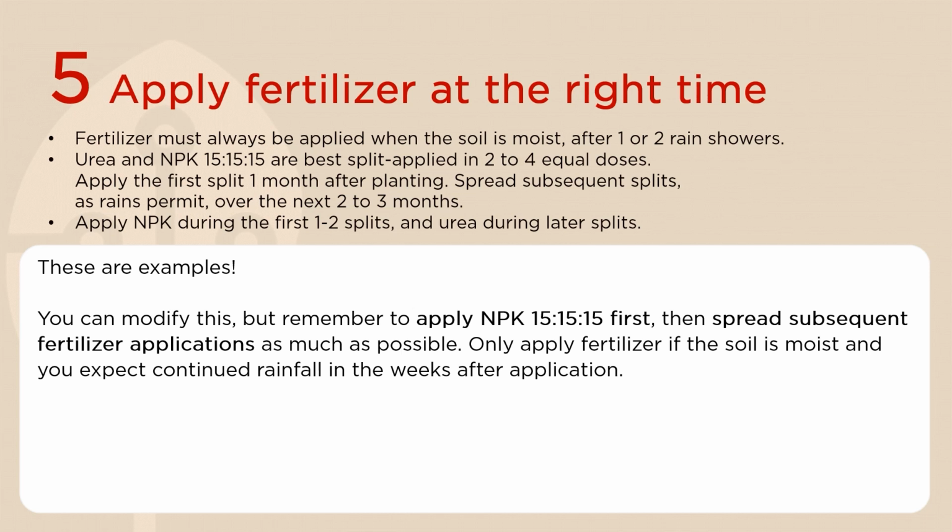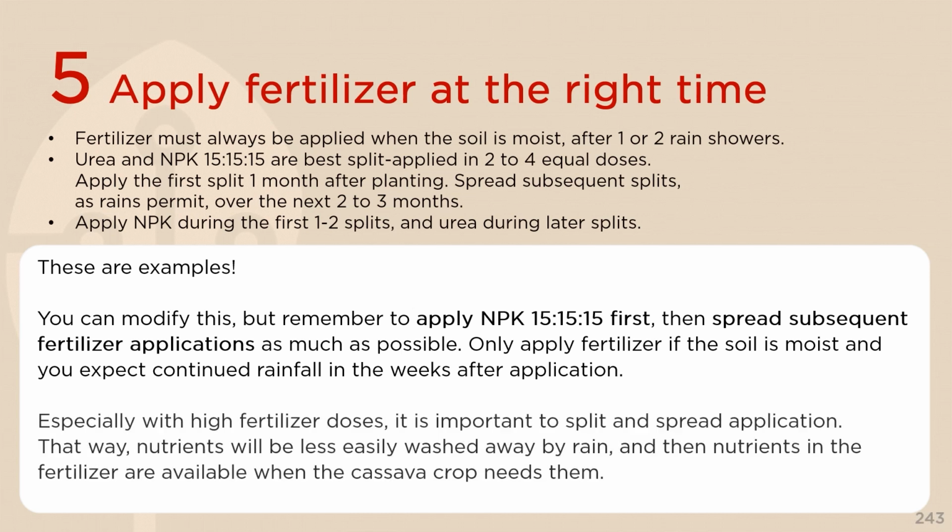Only apply fertilizer if the soil is moist and you expect continued rainfall in the weeks after application. Especially with high fertilizer doses, it is important to split and spread application. If rainfall is heavy, avoid applying a lot of fertilizer at a go because then the rain will wash away the nutrients. By spreading fertilizer application, nutrients will be less easily washed away by rain, and fertilizer nutrients will be available when the cassava crop needs them.